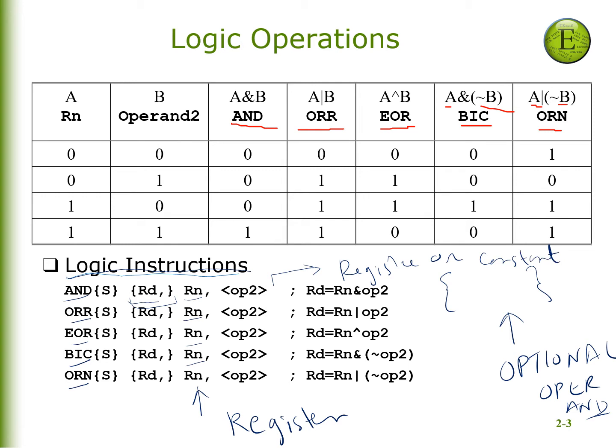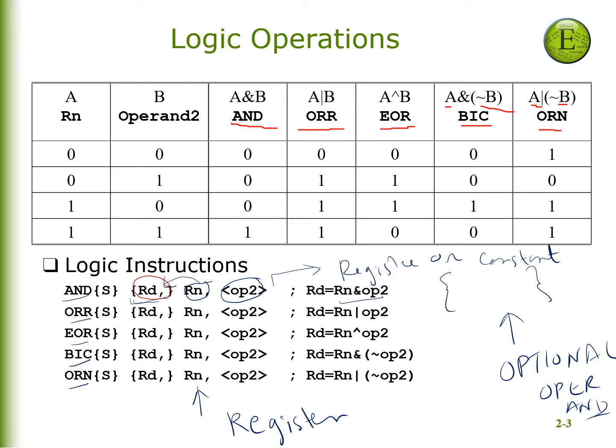So for example, if we want to perform an AND operation between this operand, that is the register Rn, and some other operand, which can be a register or a constant, the AND operation is performed. It's a bitwise AND operation, and the result is going to be stored in the first operand on the left-hand side. In fact, this is Rd.